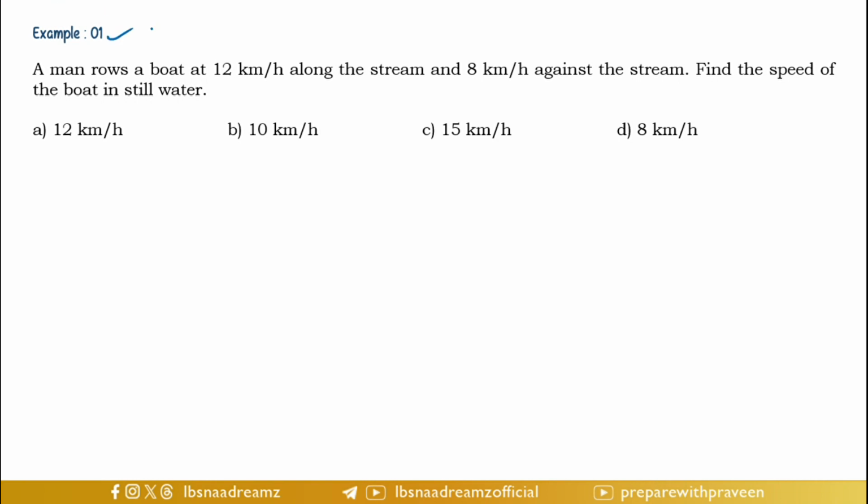Example 1. A man rows a boat at 12 km per hour along the stream and 8 km per hour against the stream. Find the speed of the boat in still water. So what do you understand from this question? A man rows a boat at 12 km per hour along the stream, which means downstream, and 8 km per hour against the stream, which means upstream. Find the speed of the boat in still water.